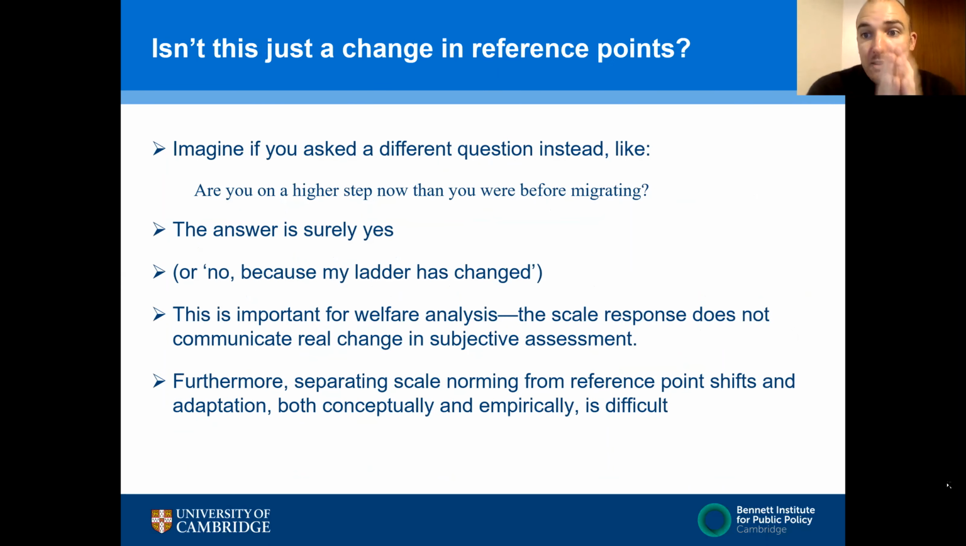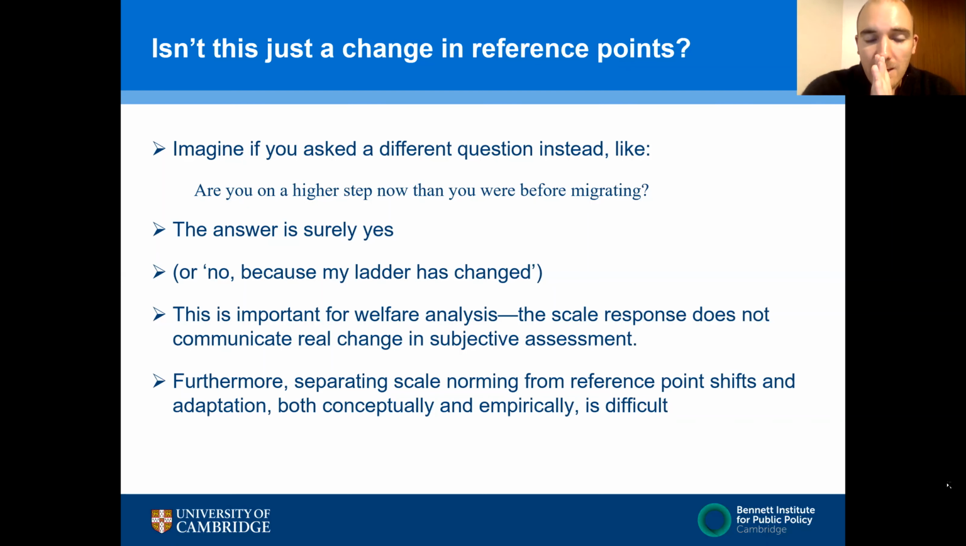So imagine if you asked a different question, something like, are you on a higher step now than before you migrated? It seems to me that the answer would surely be yes from the migrants, right? Or equivalently, no, because my ladder has changed. And I think this is quite important for welfare analysis because it seems that the scale response doesn't communicate a real change in your subjectively assessed well-being, right?